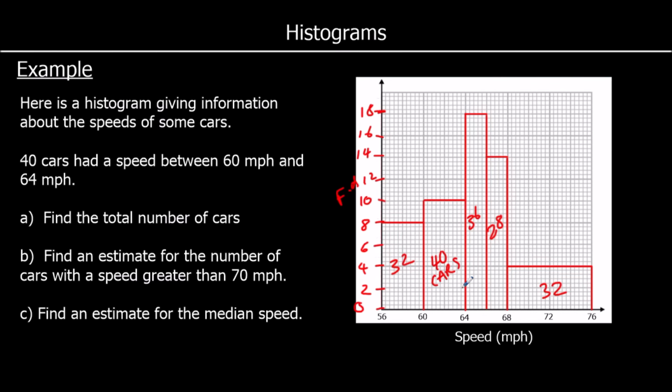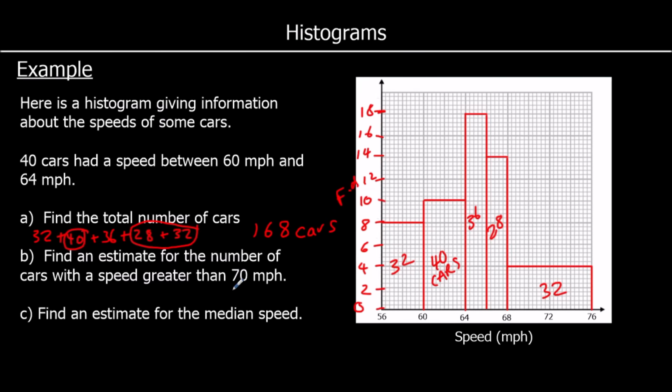So how many cars do we have in total? We've got 32 plus 40 plus 36 plus 28 plus 32. So 32 and 28 make 60 plus 40 to make 100. So then we've got 100 and 2 30s are 60 plus 2 plus 6. So 168. 168 cars.